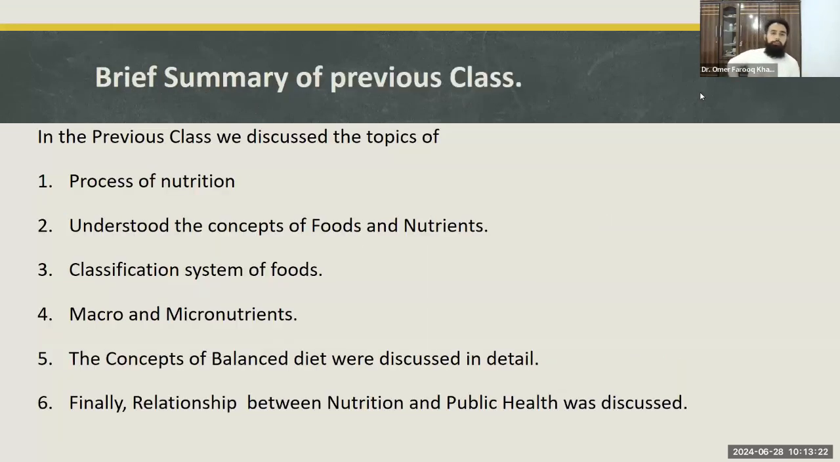So, a brief summary of our previous class. In the previous class, we discussed the process of nutrition, understood the concepts of foods and nutrients, and classification systems of foods. There are various classification systems of foods which we already discussed in the previous class. I will not go into the details. Then macro and micronutrients, and the concepts of balanced diets were discussed in detail. Finally, the relationship between nutrition and public health was discussed briefly. I did not go into the details of the relationship between nutrition and public health, but we did discuss it briefly.